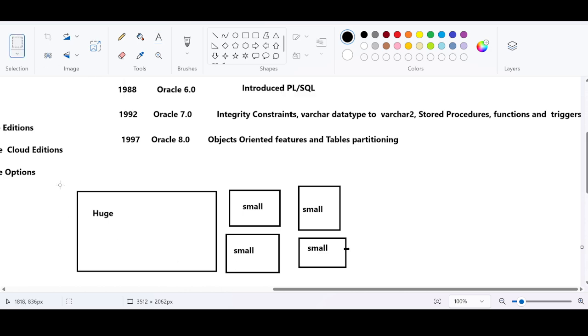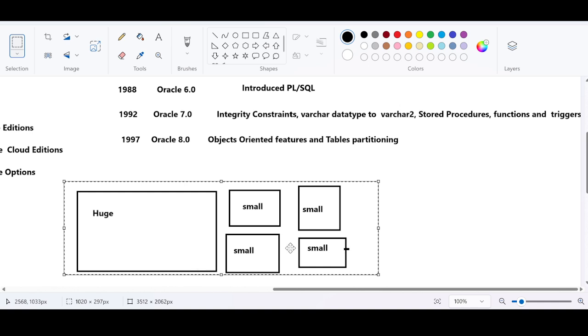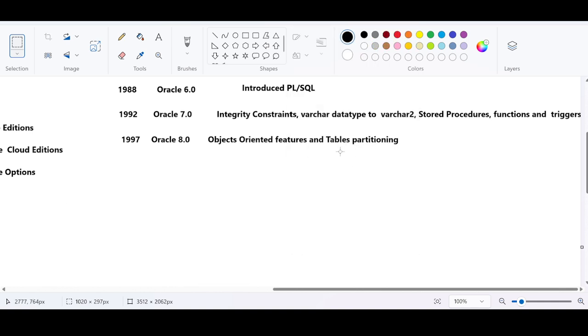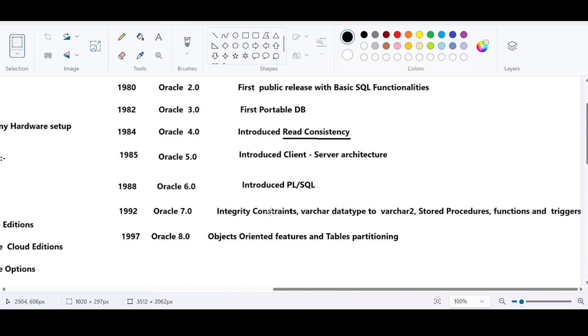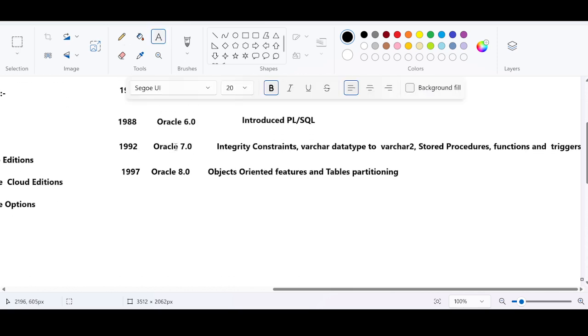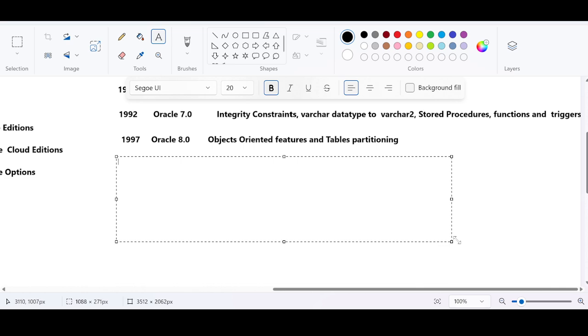This concept is called table partitioning. It is one of the features introduced in 1997 in the 8.0 version. Don't worry about these things. I'm telling you why there are so many versions in Oracle. Each and every topic we will go into in detail. Even if you don't understand today, there will be no issues, because we will repeat it in detail. I'm just giving you a kind of syllabus.